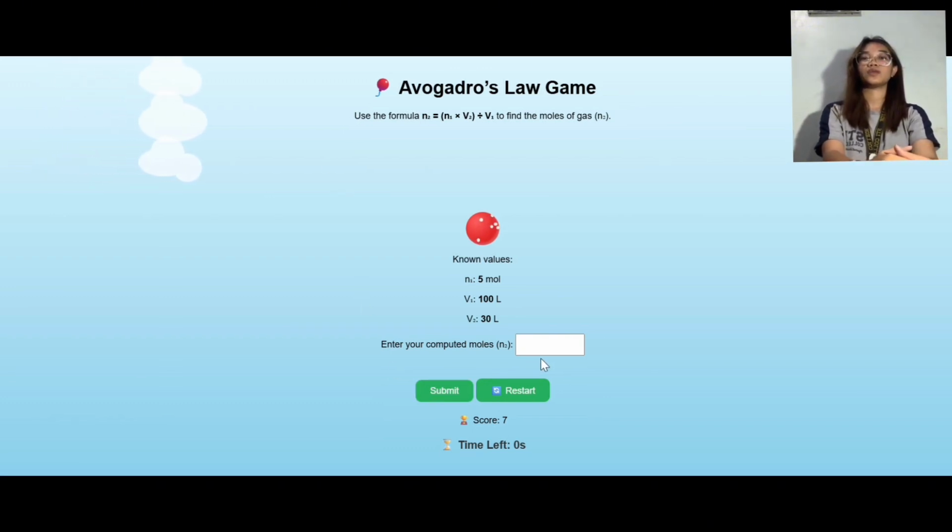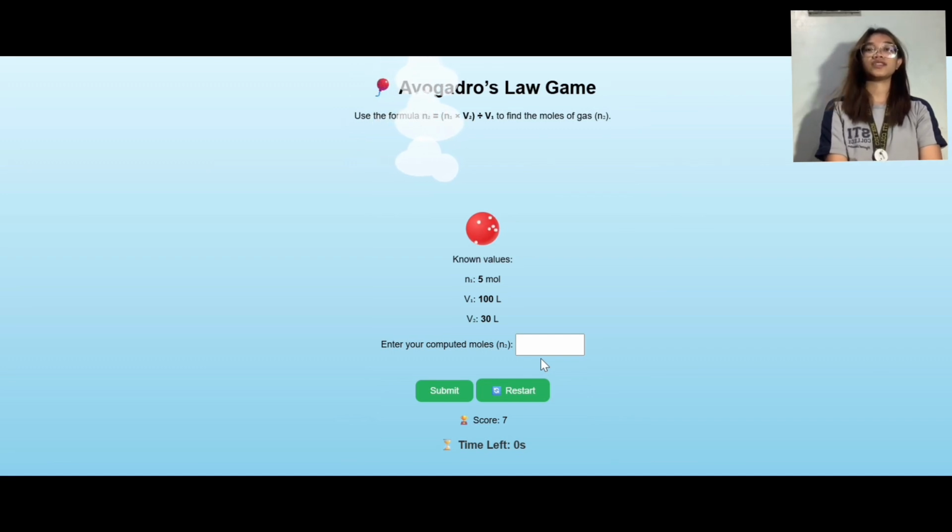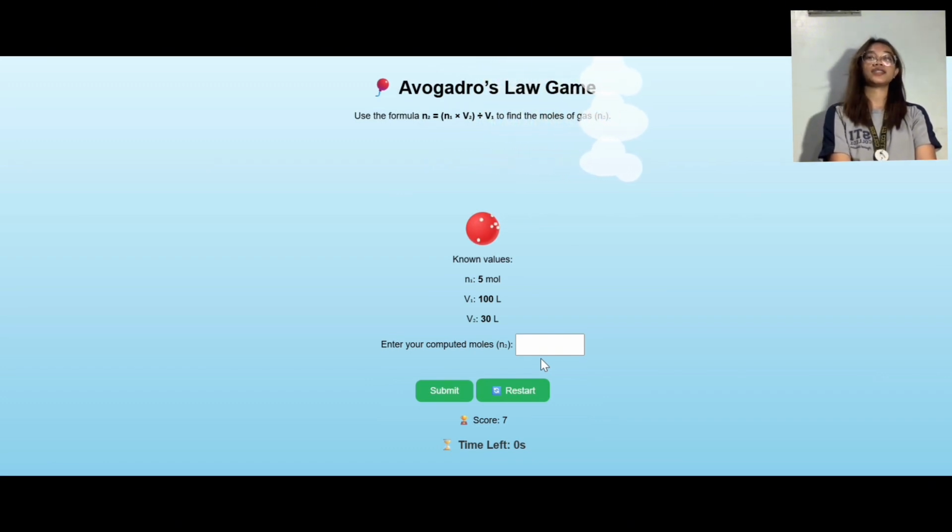So remember this one simple idea. More gas means more volume, if the temperature and pressure stay the same. That's Avogadro's law. And now, thanks to this simulation, you've just learned it in a fun, visual way. Thanks for learning with me, and now let's all try to get a high score in the game.